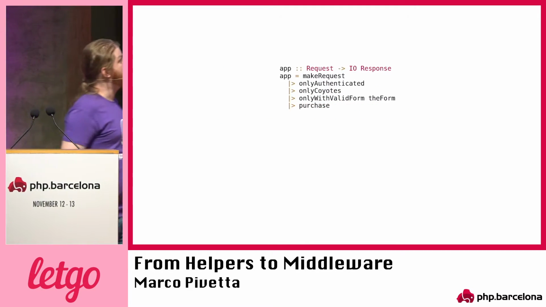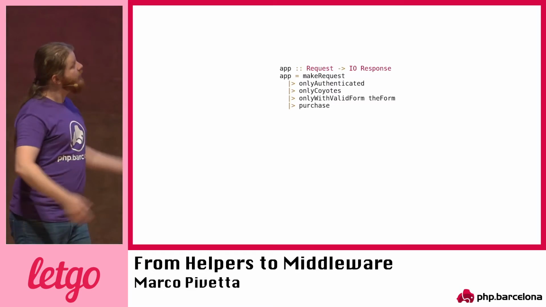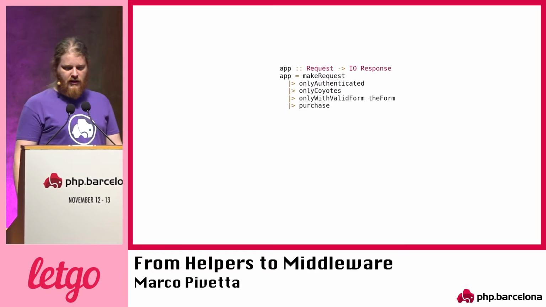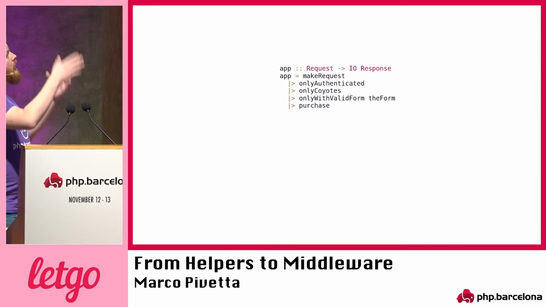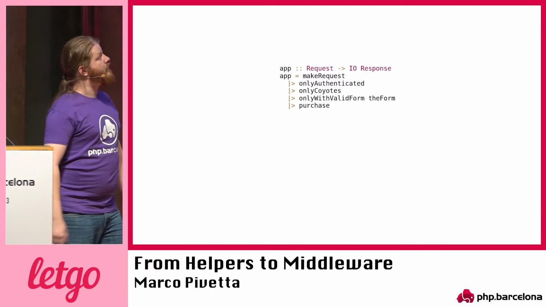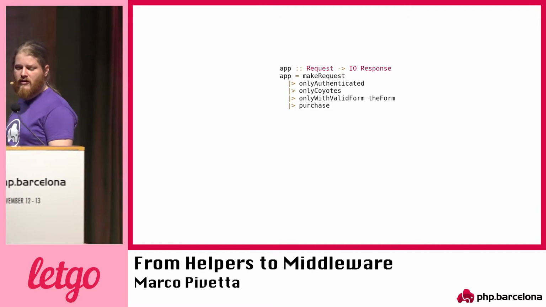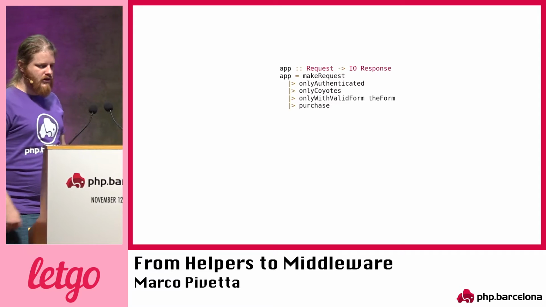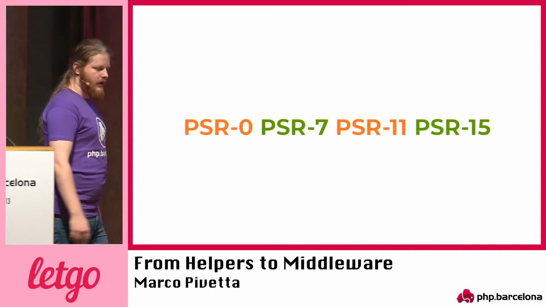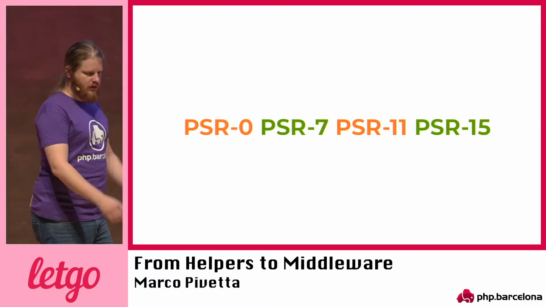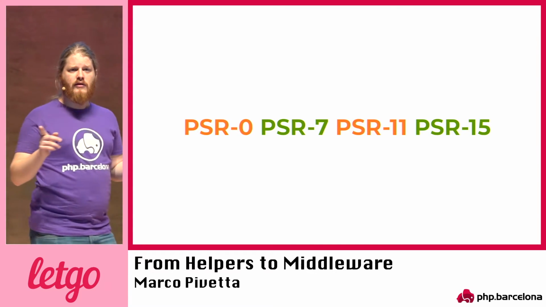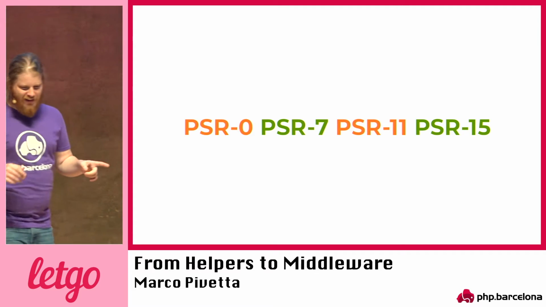So in an imaginary language that I like, you say my application is something that takes a response, pipes it through only authenticated, pipes it through only coyotes, only with valid form data and some form that you configure, and then you perform the purchase here. This is possible through some newer kind of PSRs. I think they're called Phil Sturgeon recommendations. Oh, no, nobody got that?